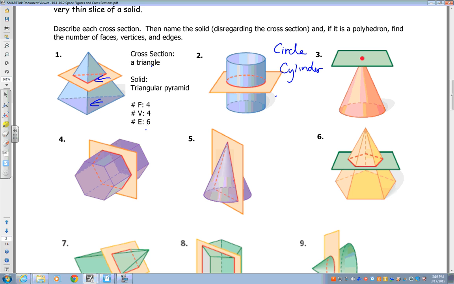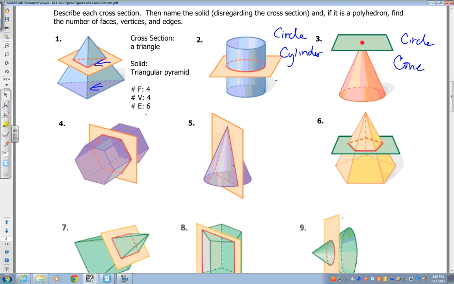It has 2 faces, but they're not polygons. You're right, they're circles. All right, what would this cross section be? It'd be a circle also. What would the name of this three-dimensional shape be? Yeah, cone. Can we use Euler's rule on this? No, because it's not a polyhedron.